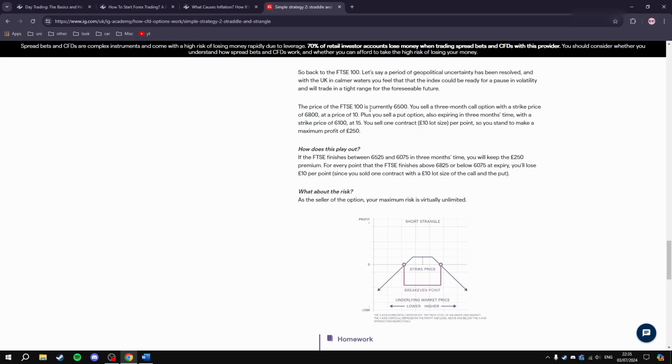How does this play out? If the FTSE finishes between 6,825 and 6,075 in 3 months' time, you'll keep the £250 premium. For every point that the FTSE finishes above 6,825 or below 6,075 at expiry, you lose £10 per point, since you sold one contract with £10 lot size on the call and the put. What about the risk? As a seller of the option, your maximum risk is virtually unlimited.